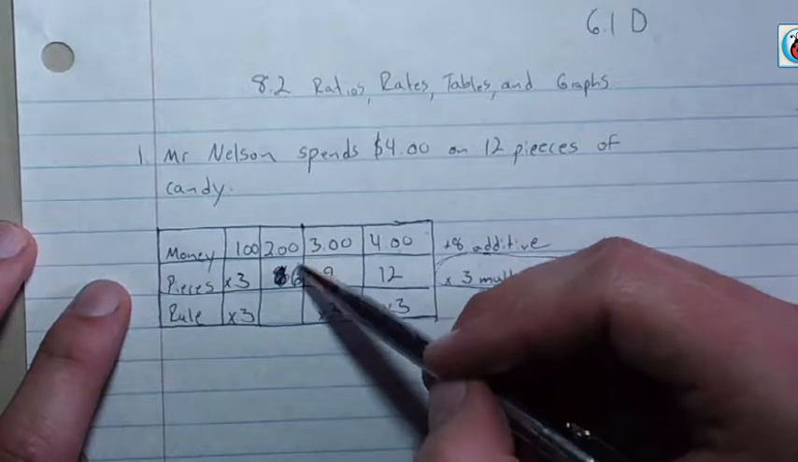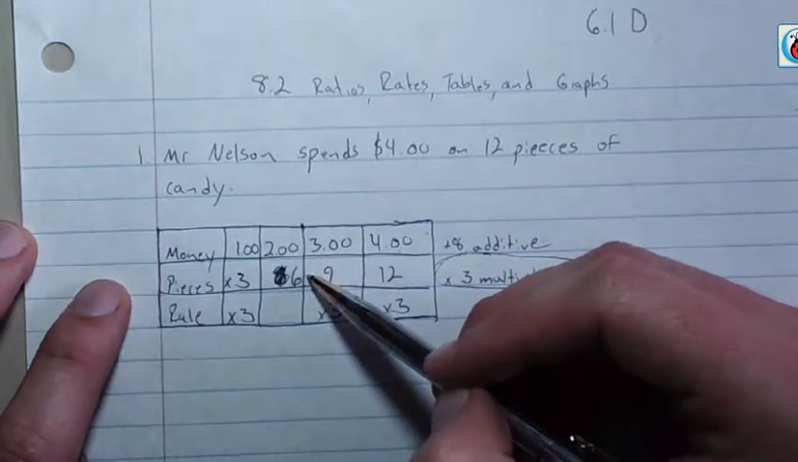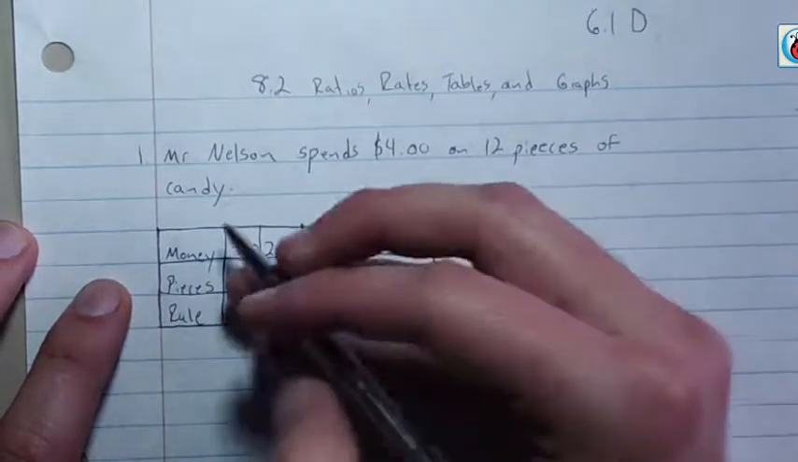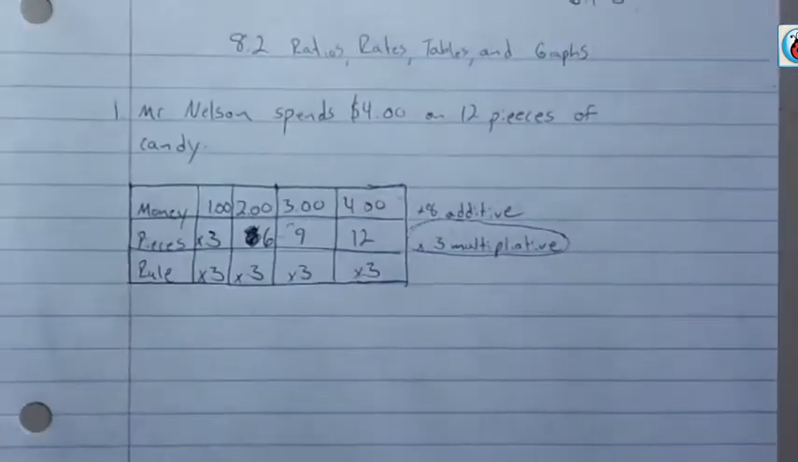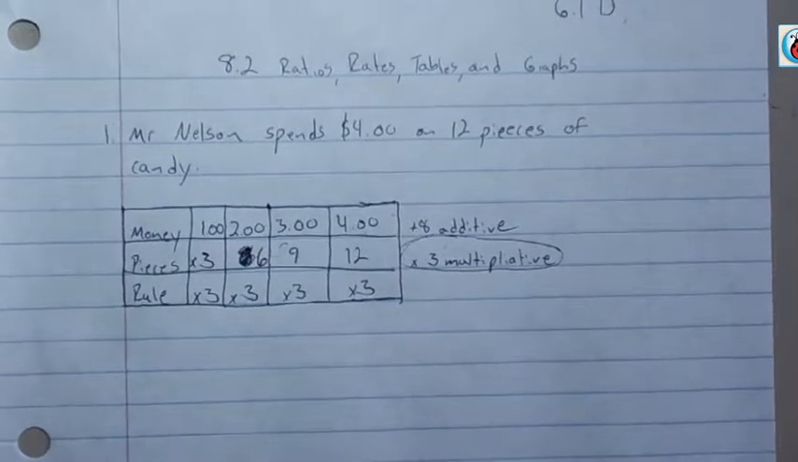And then if you did it backwards to check, $2 times 3 would give you 6 pieces of candy. So that rule stays the same. I just wanted to give you guys an example of what to do if it was working backwards.